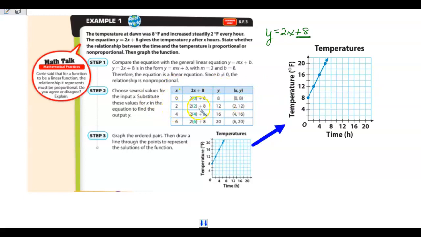My input is 2. 2 times 2 is 4. 4 plus 8 is 12. My output is 12. My ordered pair is 2, 12. Okay? And then we're going to plot those, which is what they did here. There is 0, 8. There is 2, 12. 4, 16. And 6, 20. And we were able to connect those, and it creates a straight line, so it is linear. And we know it is a function because if we did the vertical line test, each input has exactly one output. Okay?